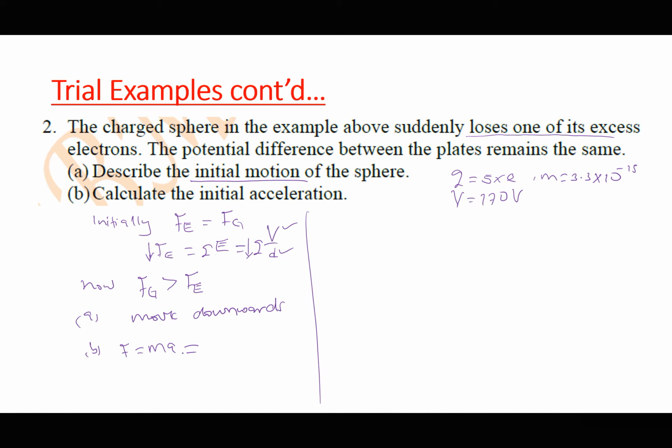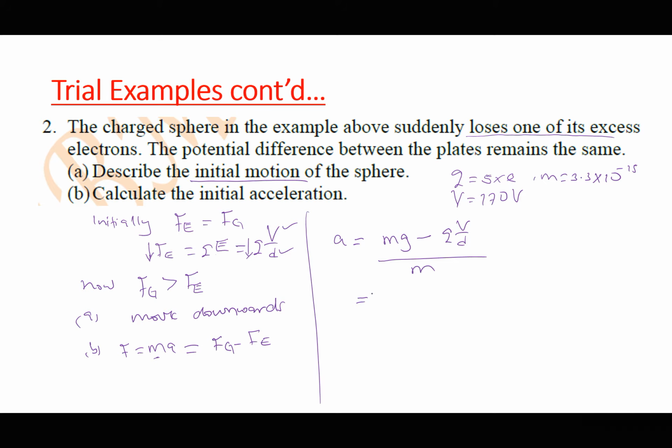But to find the acceleration, we need the resultant force, where the resultant force will be the force due to gravity minus the force due to the electric field. So the acceleration A will be equal to the force due to gravity, which is the mass times gravitational field strength, minus the force due to the electric field, which is the charge times V over D. Then divide this by the mass M. So we can now substitute.